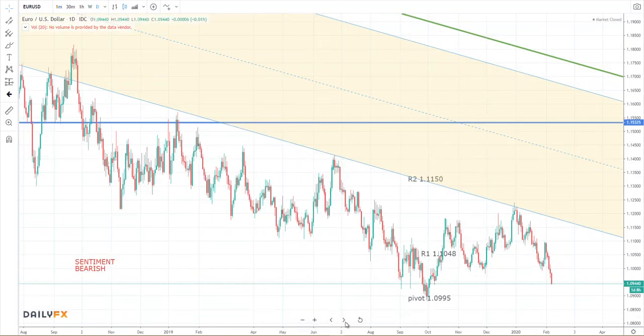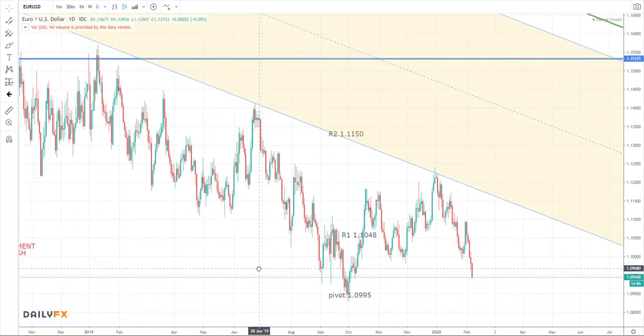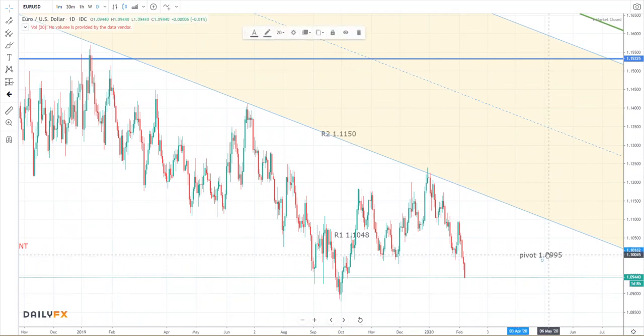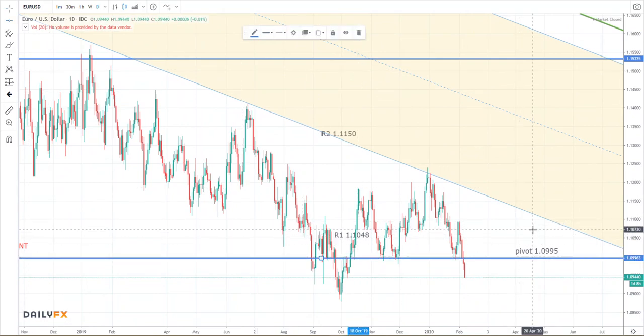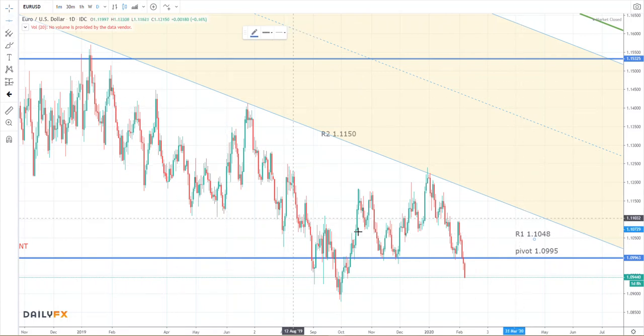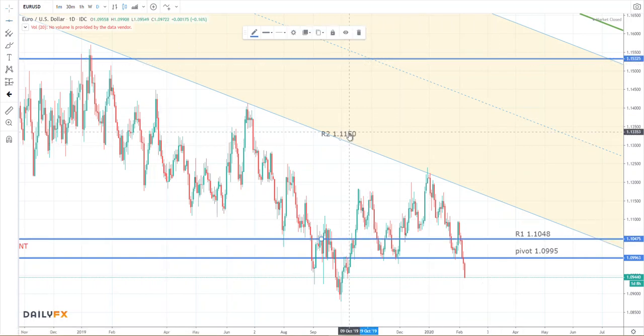Alright, so we've got price moving here, the pivot at 1.0995. So basically this $1.10 mark, where we've seen price really hang out a lot. We could see a quick pullback to there to get in, but once again, it's a sell once it happens. Could see a pullback all the way to R1 at 1.1048. That's our first weekly resistance. And then we've got R2 at 1.1150.